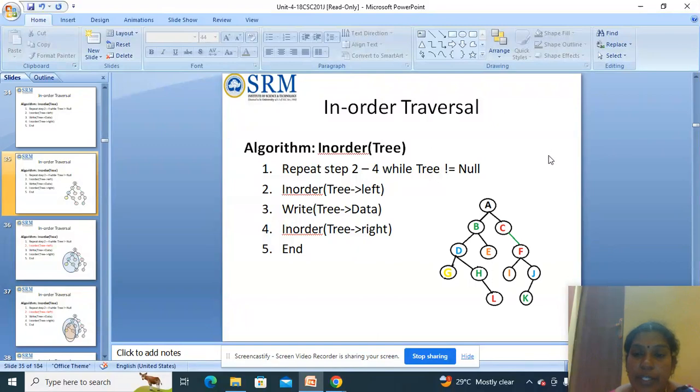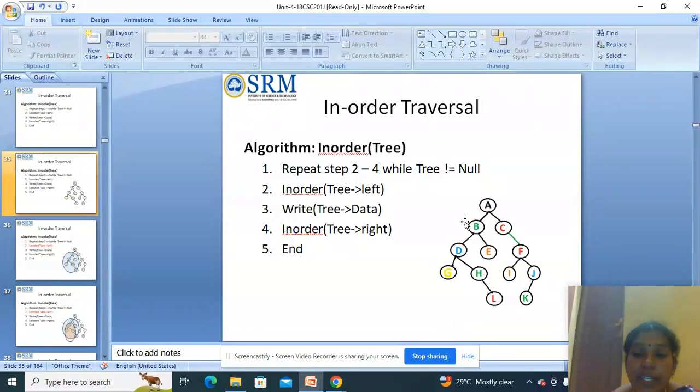Okay. So next, this is the sample example. For this example, now we are going to write the in-order traversal. So here consider this as a tree, and this whole tree, A, is the main root, and then this whole part from B to L is called the left subtree. Likewise, from C to K, this whole part is called the right subtree.